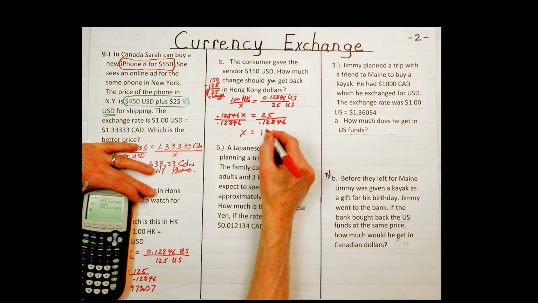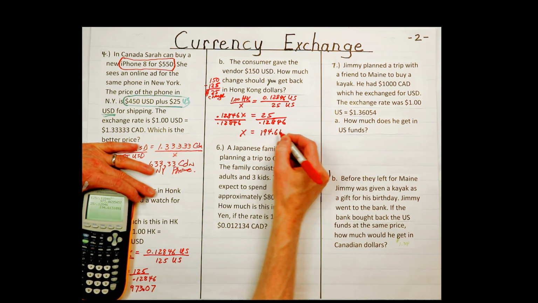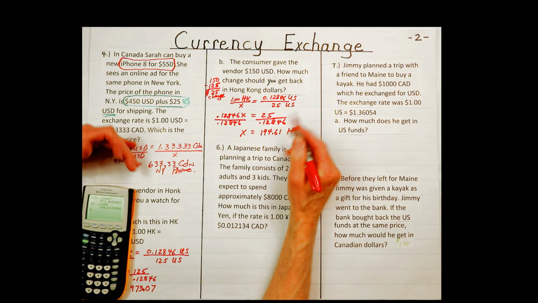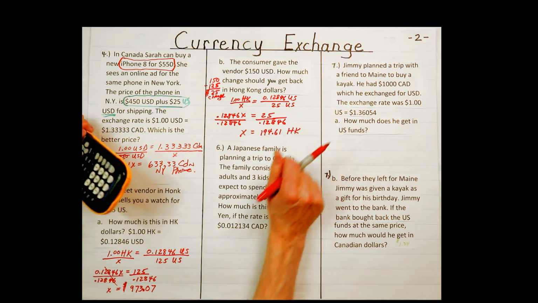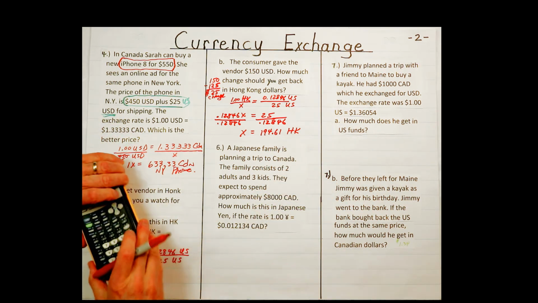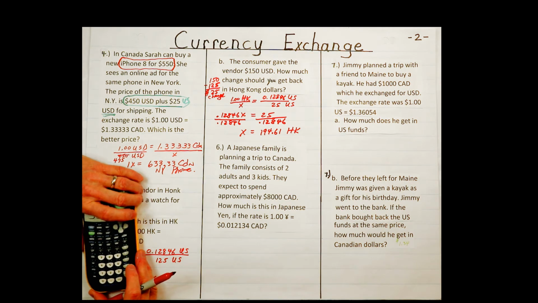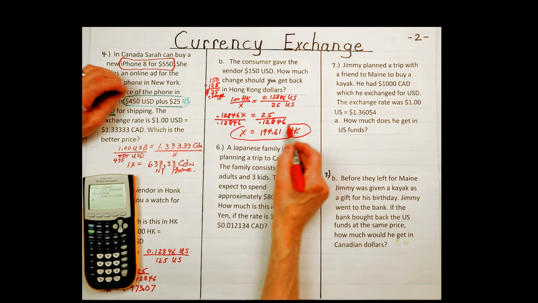X equals $194.61 in Hong Kong dollars. That's what you should be getting back. 194.61 Hong Kong dollars.